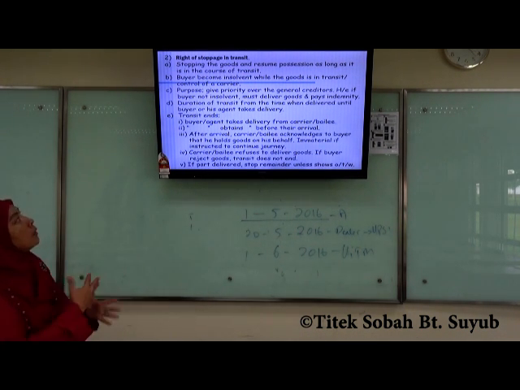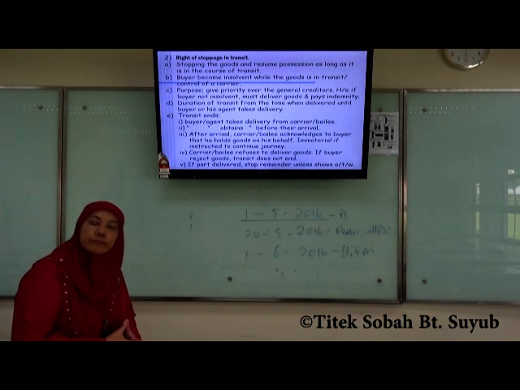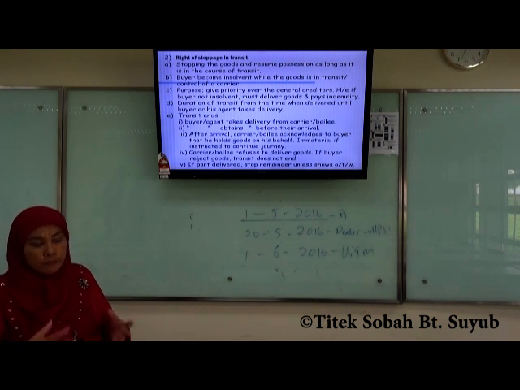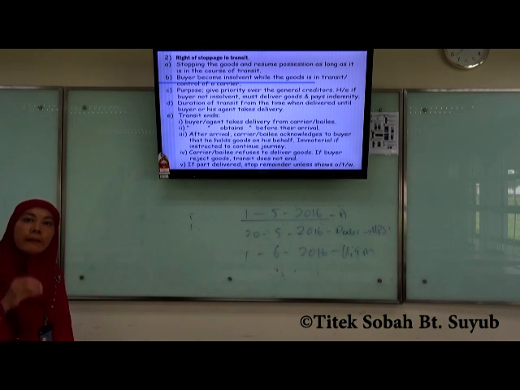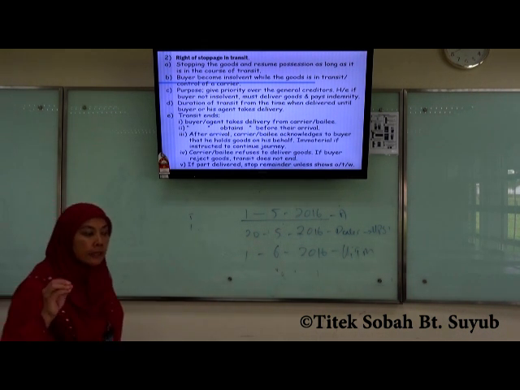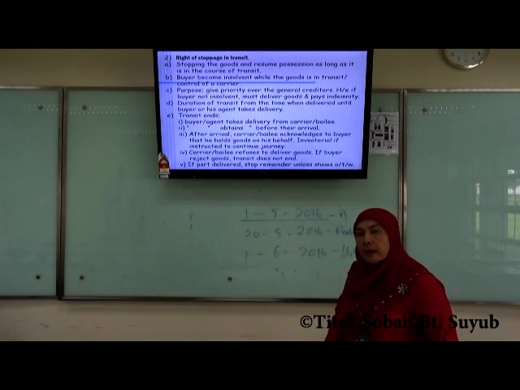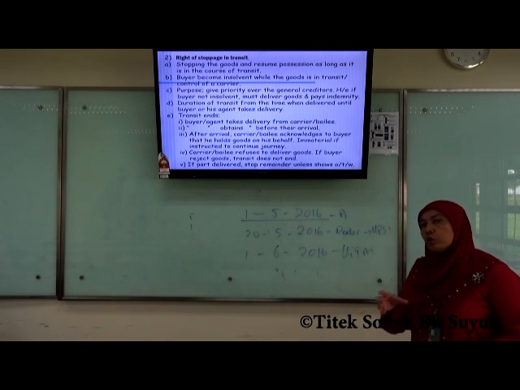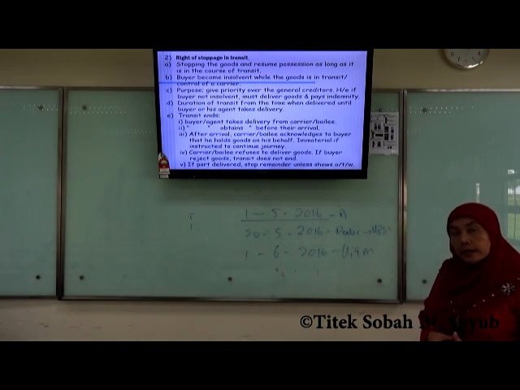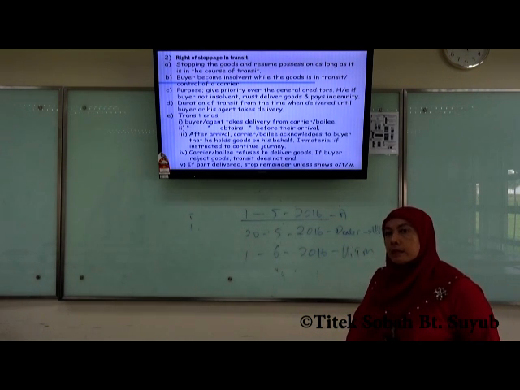Okay? So when can a seller actually exercise this right? Before a seller can do this, the seller has to make sure that the buyer is insolvent, meaning the buyer cannot pay his debts. If the buyer is still solvent, meaning the buyer can still pay his debts, then the seller does not have this right. Why actually did the law give this right to the seller? This is so that the seller will be given priority over all the other creditors.